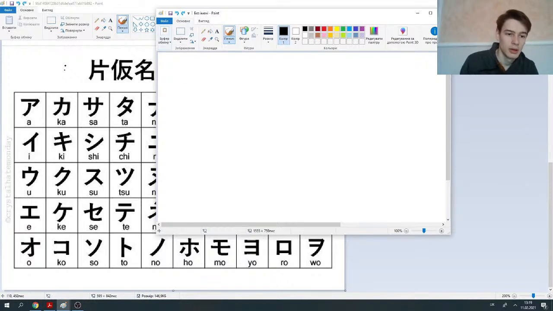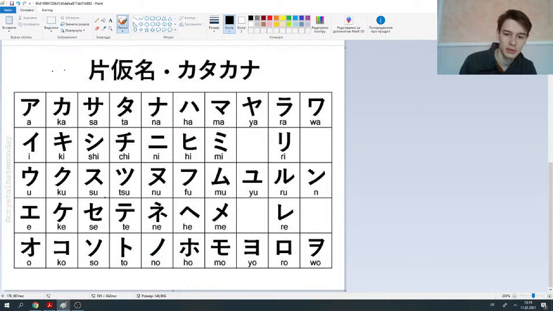Okay, and we have done the first 3 columns with you guys, and we are moving to the next one. So we have ta, chi, tsu, te, to. So ta is like ku, but with this over here, like a 7.